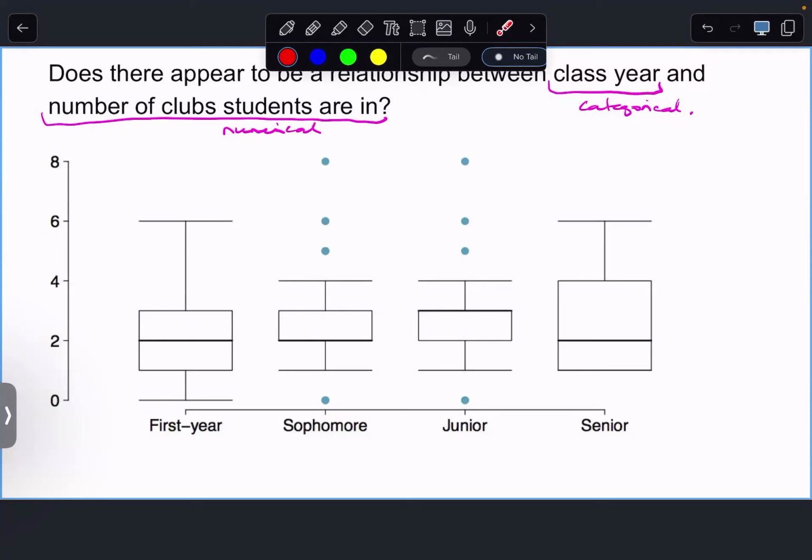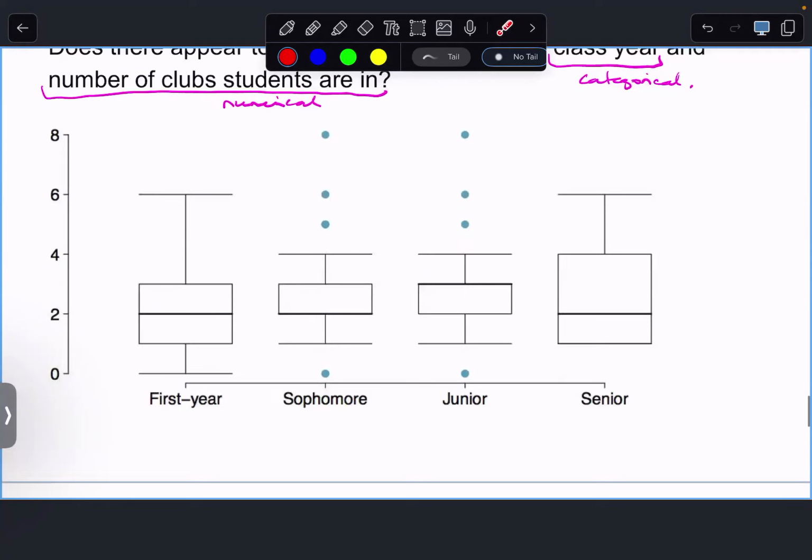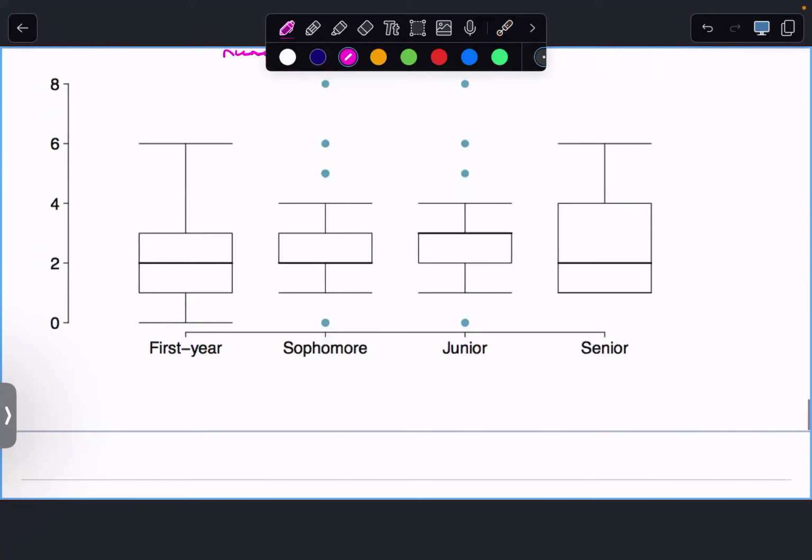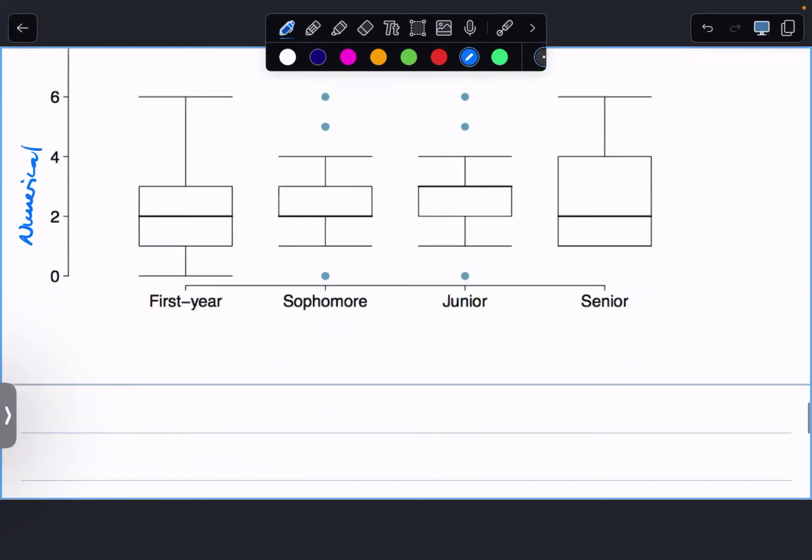Okay. I've somehow lost my time on here, but I think I'm okay. Okay. So then we put our numerical variable here and our categorical variable here.